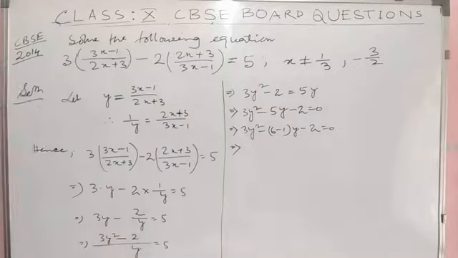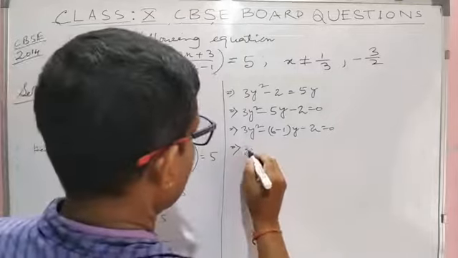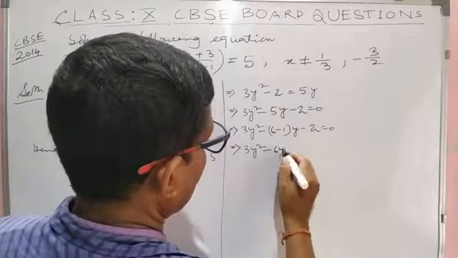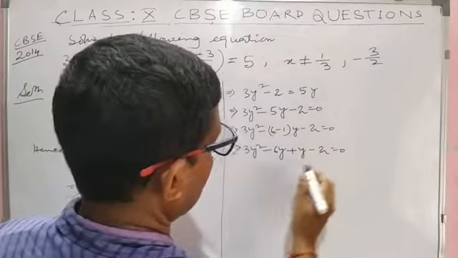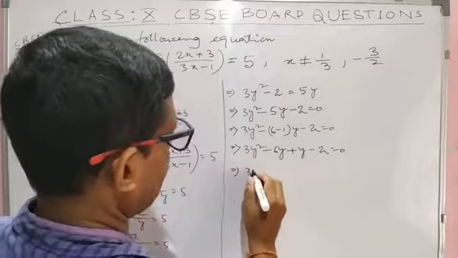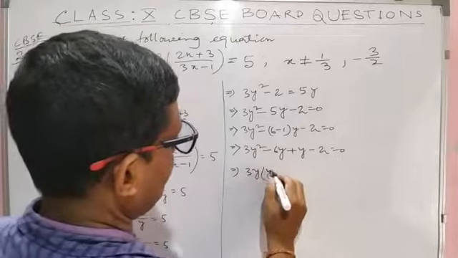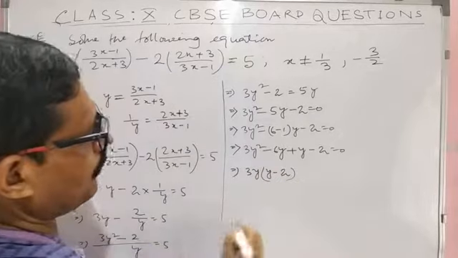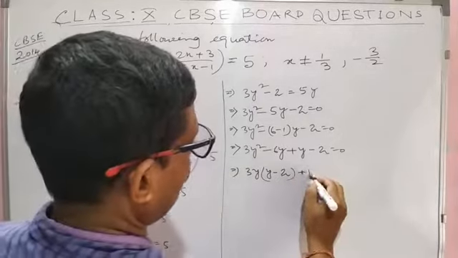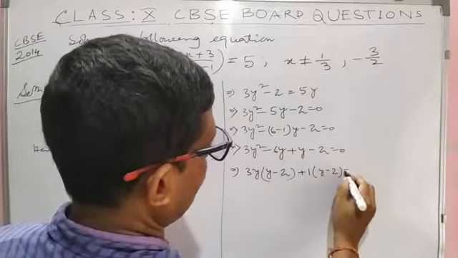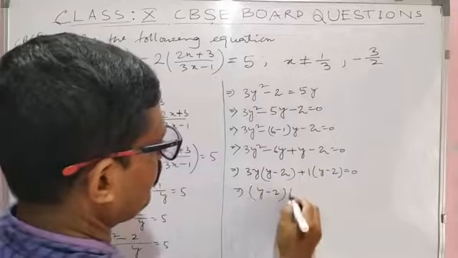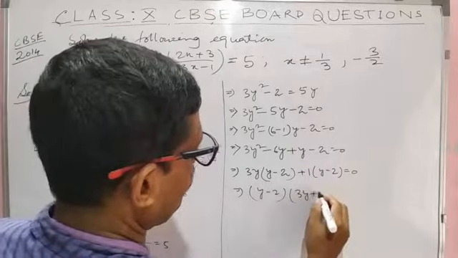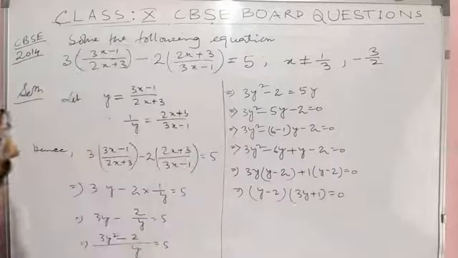6 minus 1 equal to 0. So it will be 3y square minus 6y plus y minus 2 equal to 0. This implies that 3y common, and here 1 common, so 3y whole into y minus 2 plus 1 into y minus 2 equal to 0. So (y minus 2) whole into (3y plus 1) equal to 0.